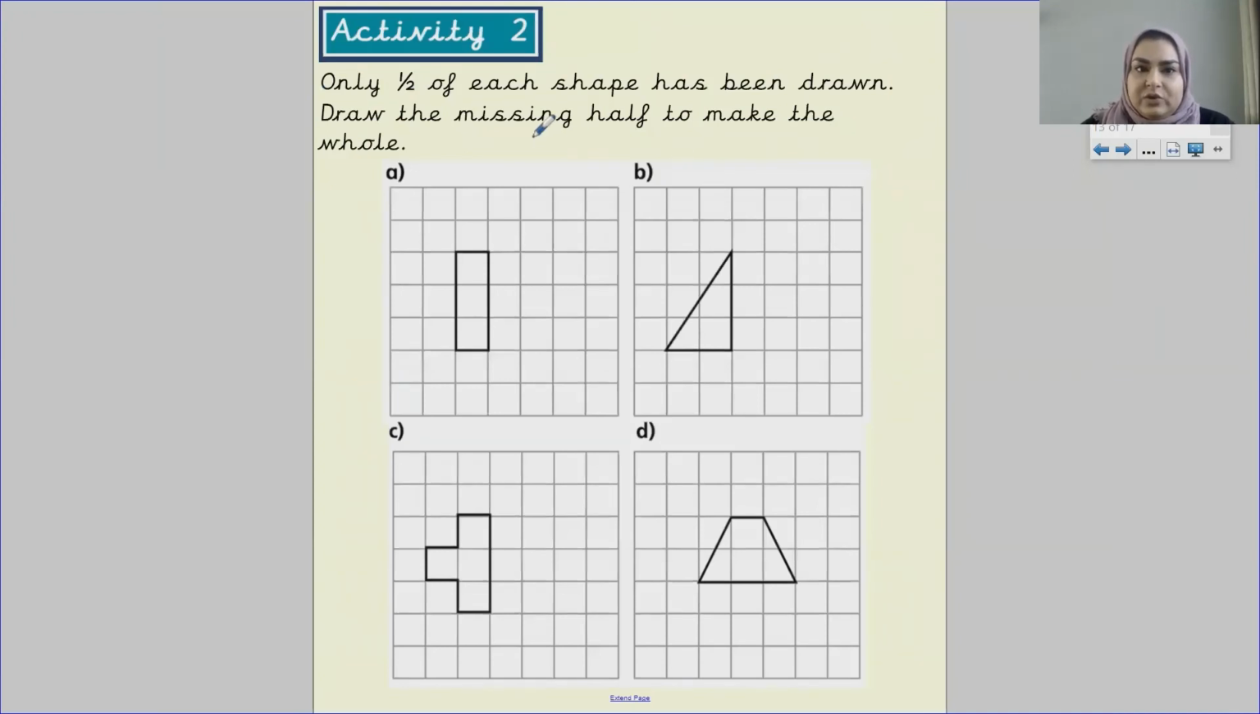Activity number 2, part 2. It says only half of the shape has been drawn. Draw the missing half to make the whole shape. So for example, on your piece of paper, you may draw this half, and then you'll just need to complete it by drawing the other half. The way you're going to complete it is make sure that it's looking the same on both sides.